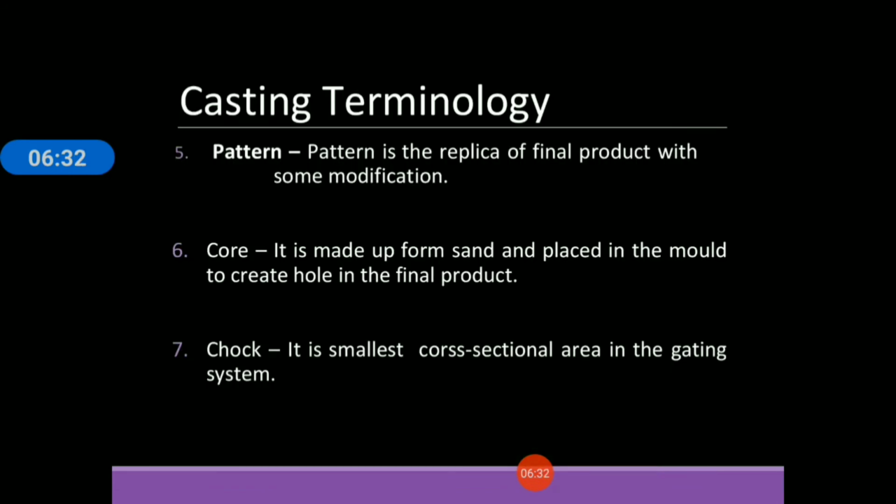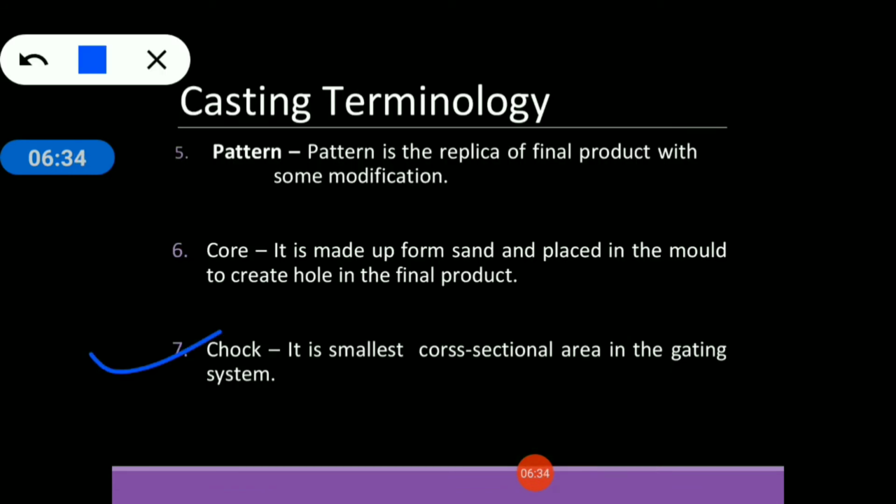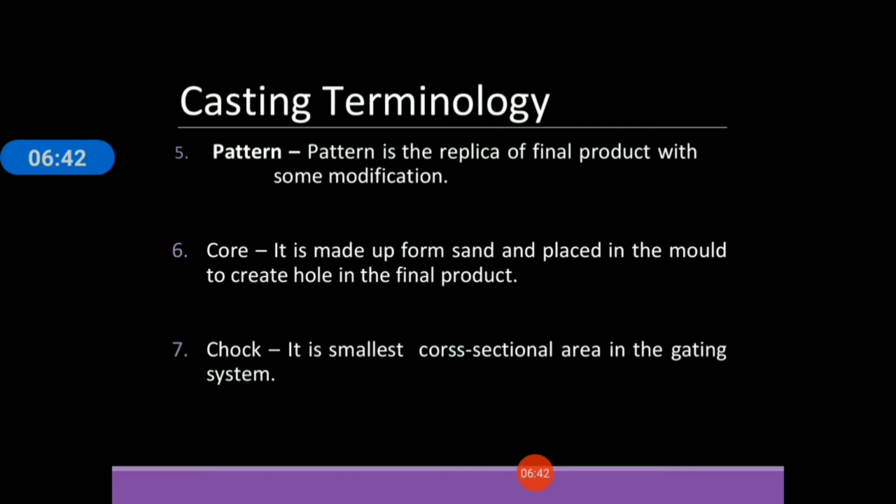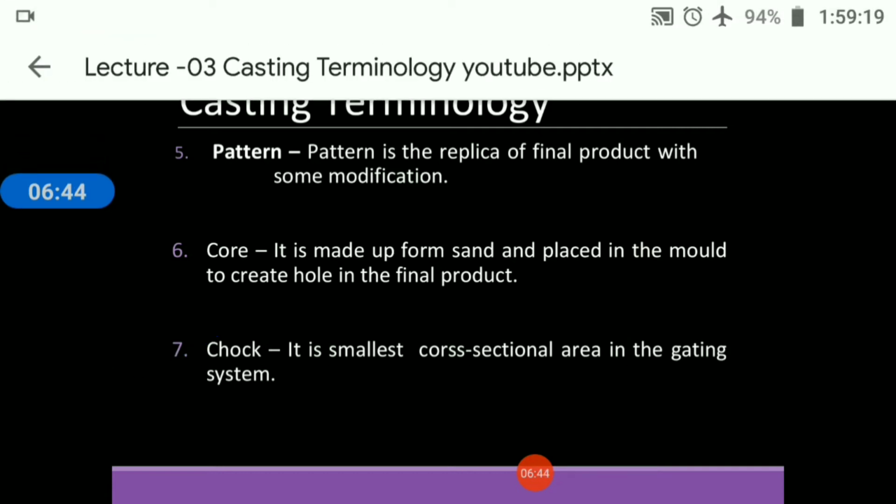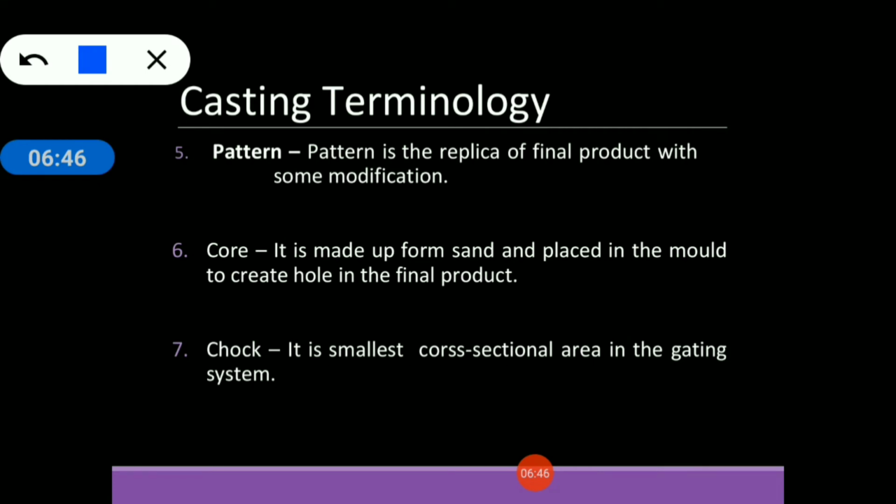Okay, now next one is choke. Choke is the smallest cross-sectional area in the gating system. Suppose your gating system is there. In that gating system, choke is the smallest area through which your molten metal can be separated from the impurity. So impurity will settle down in the choke and then pure metal will enter into your cavity.